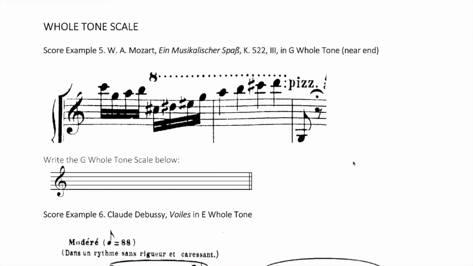And if we take a look at score example 5 in the guide, we will see an example of this scale being used in a Mozart piece. What I'd like for us to do before we listen to the excerpt is to write out the G whole tone scale. I'll show you how I'll do this.